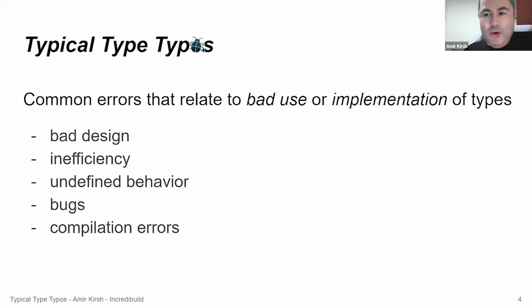And now we go to talk about C++ typical typos, which are, in this talk, common errors that relate to bad use or implementation related to types. Now, it would include bad design, inefficiencies, undefined behavior, actual bugs, or some compilation errors. So compilation errors are also important.